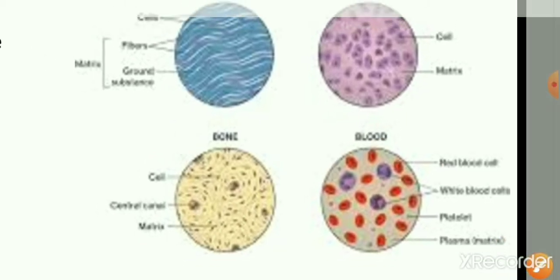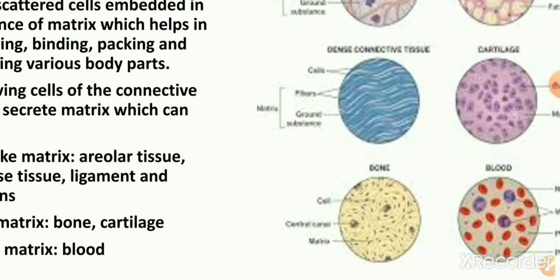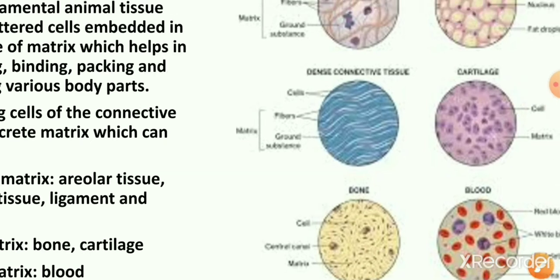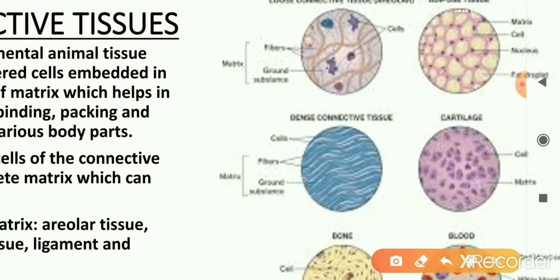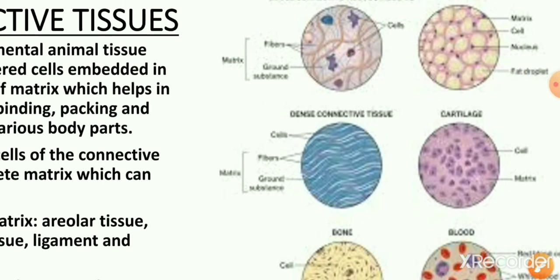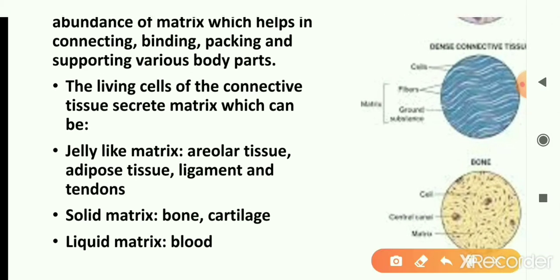So here you find, in the case of connective tissue, the cells are scattered in a matrix, and this matrix, which is present between the cells, is secreted by these living cells. It is the living cells of the connective tissue that secrete this matrix. Now the matrix of connective tissue can be either solid, liquid, or like jelly.